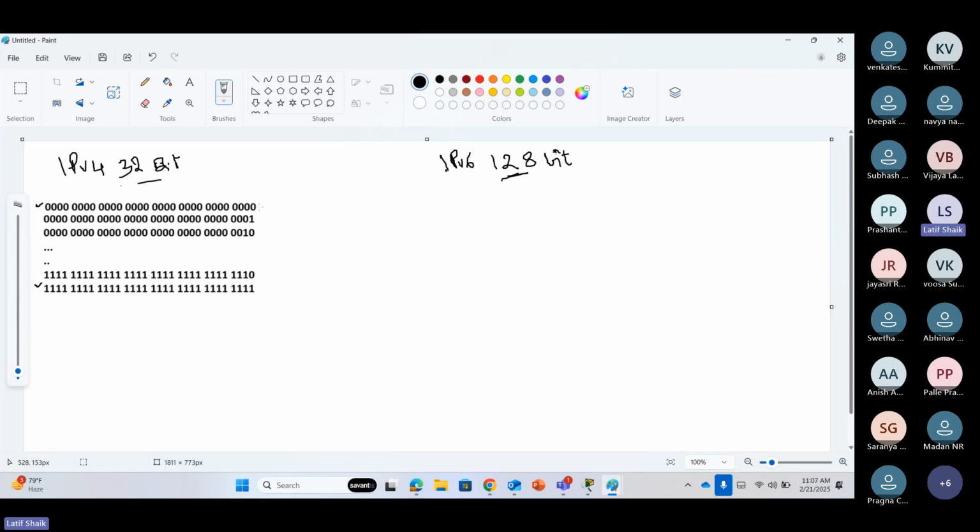This entire 32 bits is divided into 4 parts. 4 parts means every 8 bits there is a dot. There is a dot between every 8 bits, separated by dot. This is called dot. Some people say it is point. No, no, it's not point. It is dot, universal dot.